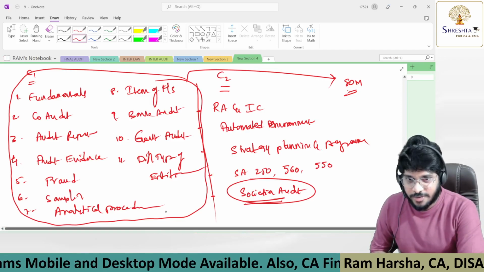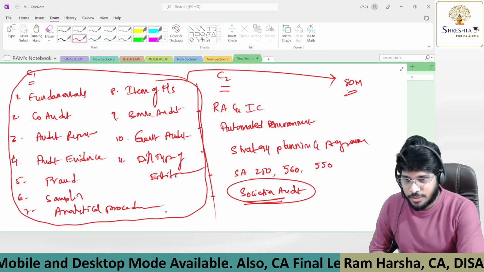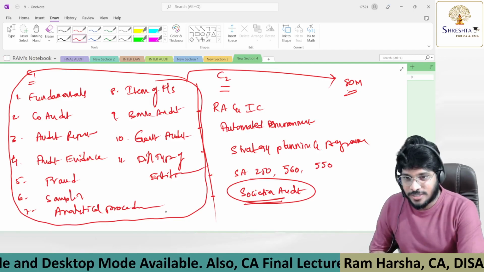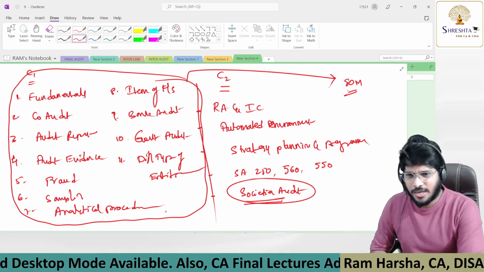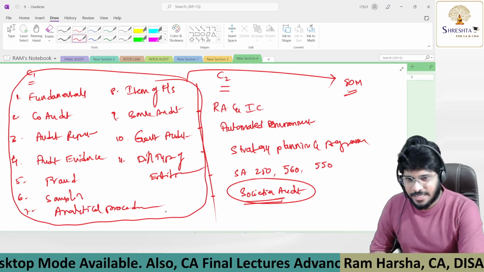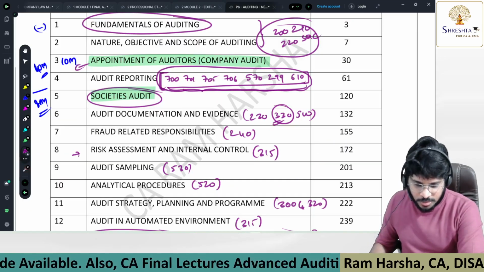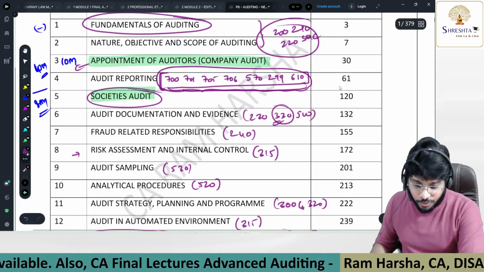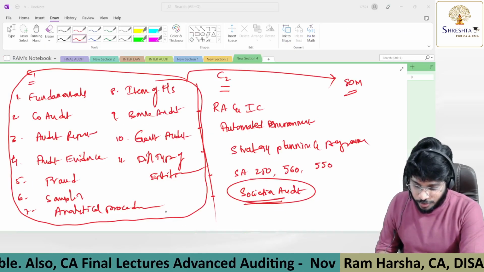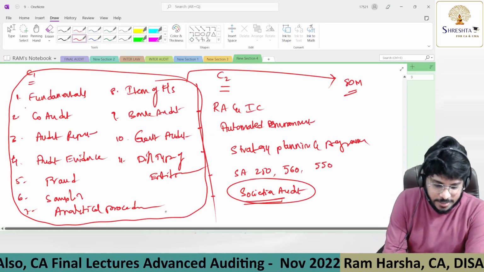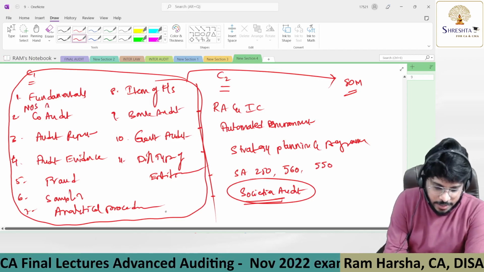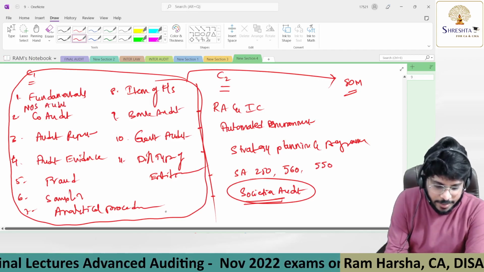Totally how many we have got? 11, 1 2 3 4 5. Totally we have got 16. I think standards topic I didn't exclusively cover, right? Just a minute, let me once go through this. Of course, the NO is nature, objective and scope of audit. Now, sorry, after fundamentals you need to cover nature, objective and scope of audit immediately.